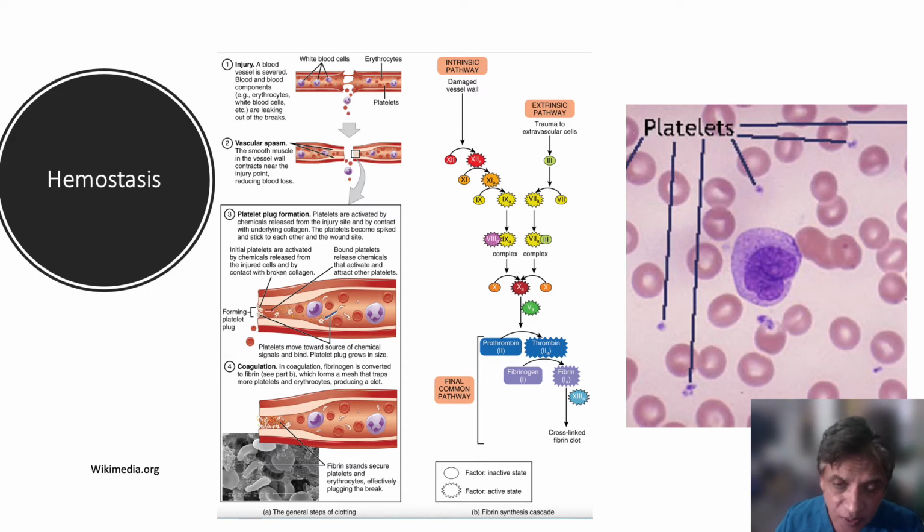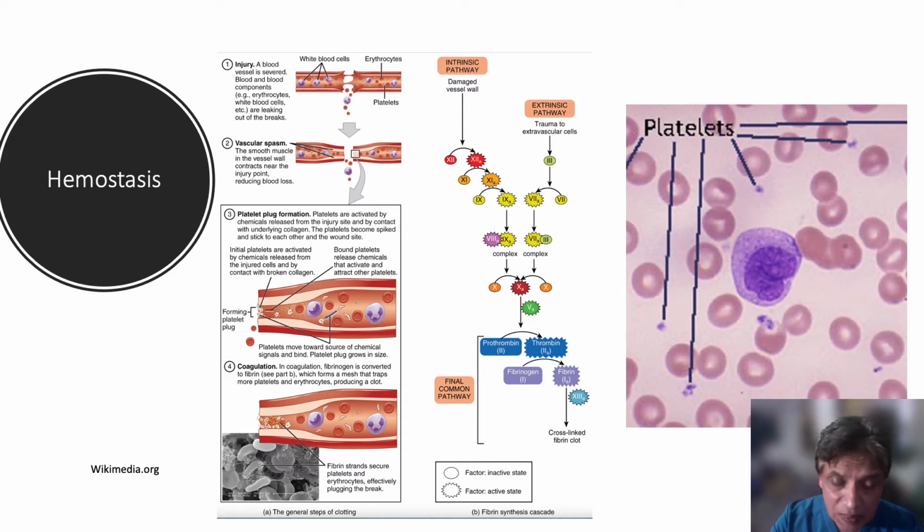The extrinsic pathways lead to activation of factor 7, which then eventually leads to activation of prothrombin to thrombin, and then conversion of fibrinogen to fibrin. So both of these pathways interact with each other to enhance the formation of fibrin, which forms a clot.